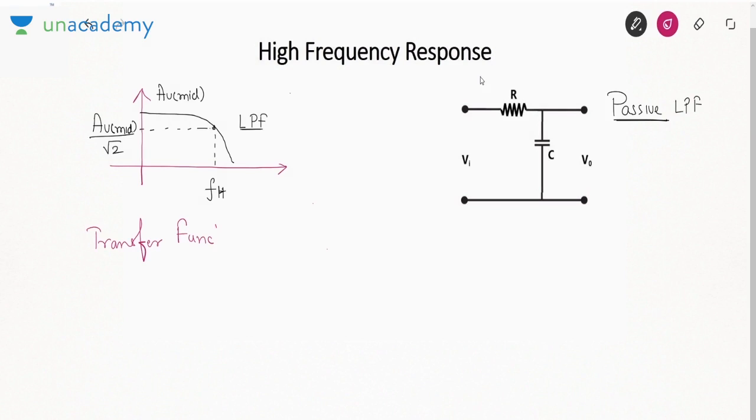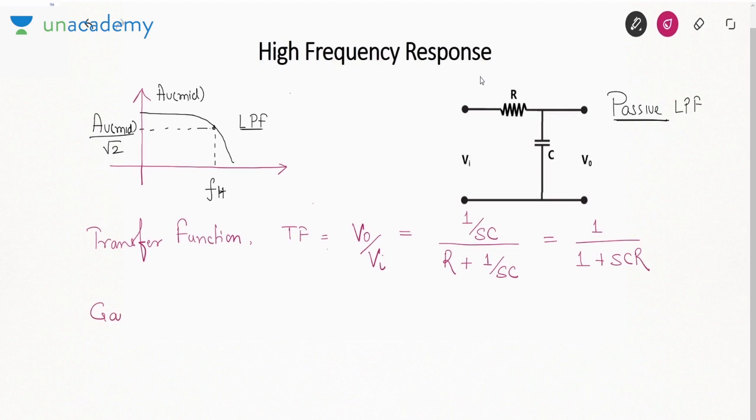it will be V0 by Vi. We can find out V0 by Vi by voltage division, that is 1 by SC over R plus 1 by SC. So it is similar to 1 by 1 plus SCR. Now if you want to go into gain or frequency domain, you will replace S by j omega. So 1 by 1 plus j omega CR.